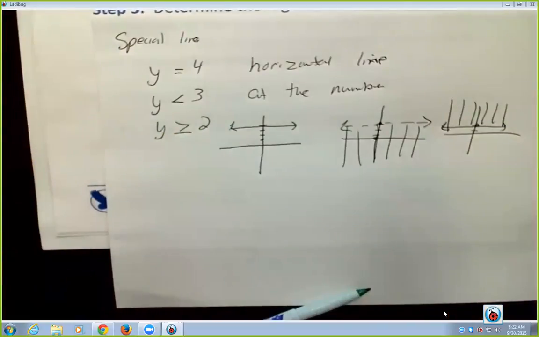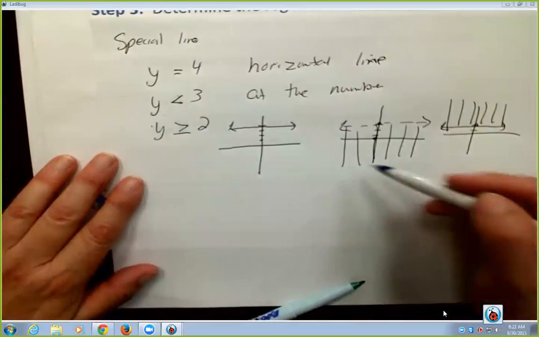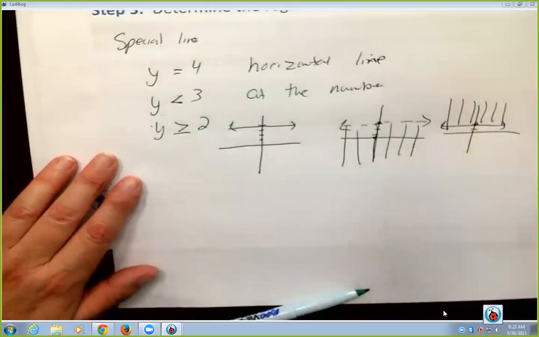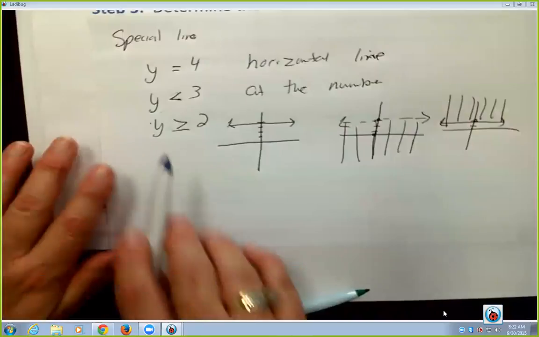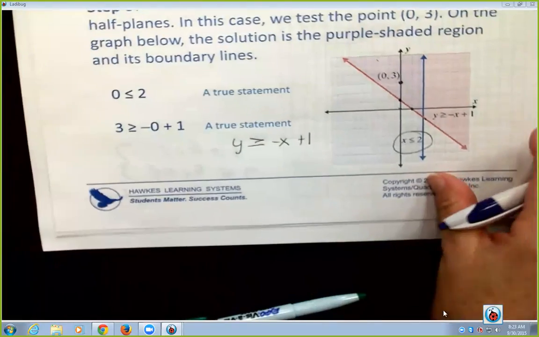So you get these test points, so you get this idea that if it's, again, less than, I shaded below the line. If it were greater than, I shaded above the line. So if you use those two things, you're underway with those and getting those to graph. So I wanted to make sure I put that special line in there as well with that one. So we'll get that out of the way.